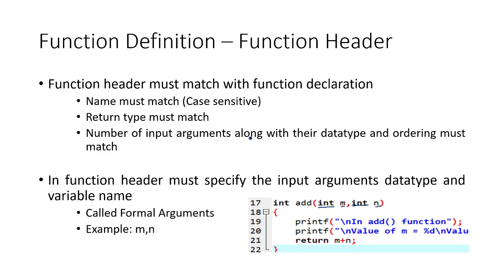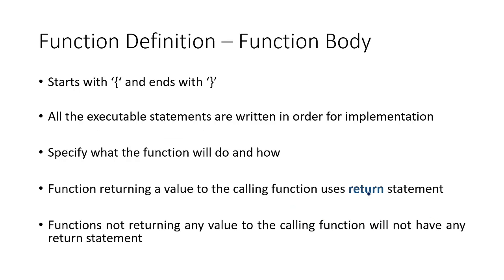Now if you remember, in function declaration it is not necessary to mention the name of the variable, but in case of function header you must mention the name of the variable. Another thing you can notice is that the function header in the function definition does not have any semicolon, which is there in the function declaration. Next we are going to discuss the function body.